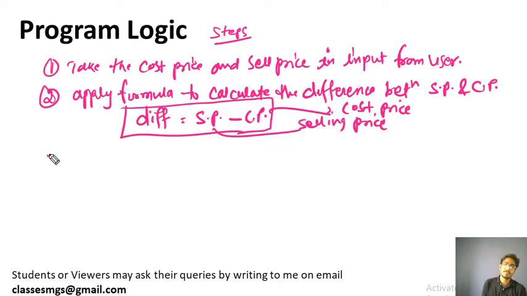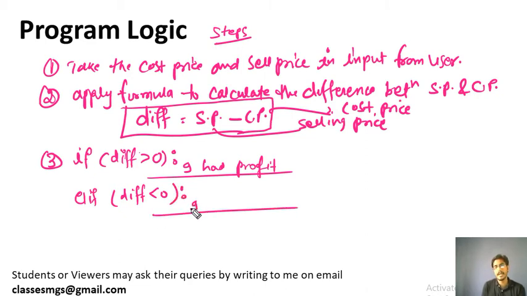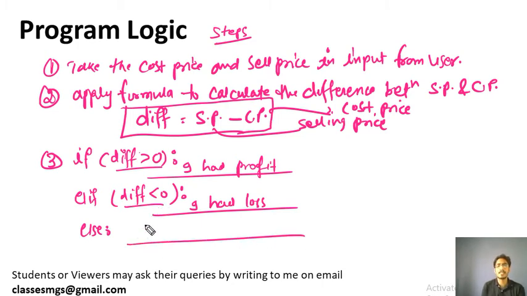Now if the difference is positive, if the difference is greater than 0, that means I had a profit, and if the difference is less than 0, that means I had a loss. Else, if the difference is not greater than 0 and not less than 0, that means the difference is 0. In that case, no profit, no loss.